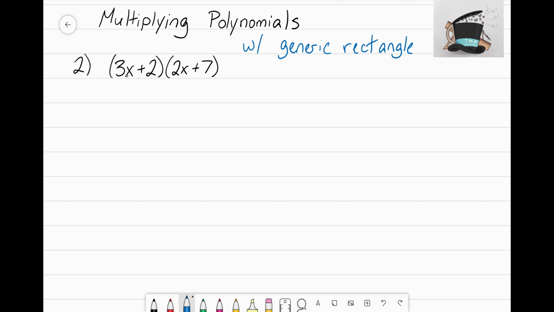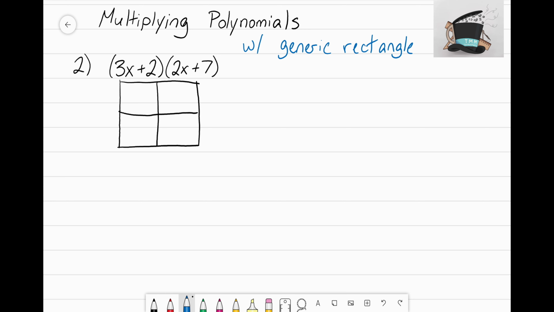So we have 3x plus 2 multiplying 2x plus 7. Our first step is to create our generic rectangle. So I'm going to go ahead and draw my rectangle. Remember, it's just a box. Sometimes we call it the box method. And that is our generic rectangle.